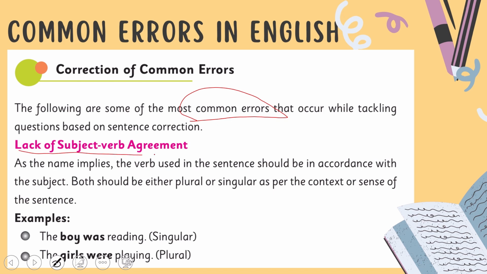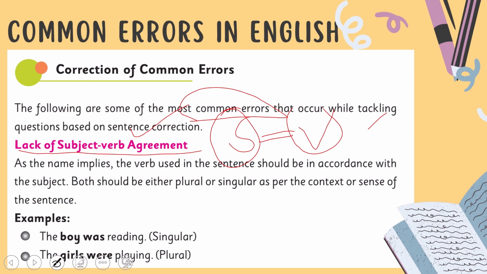Lack of subject-verb agreement. Here is your subject and here is your verb. If they are not agreeing on something, then we will say that they are not in agreement. We want our subject and verb to agree with each other. If we don't have subject-verb agreement, then there is a lack of subject-verb agreement, and we don't want that.